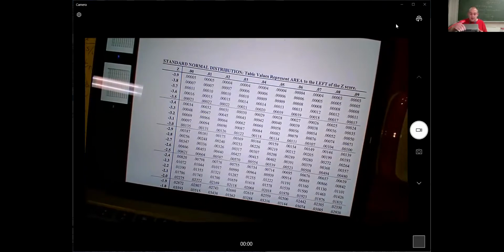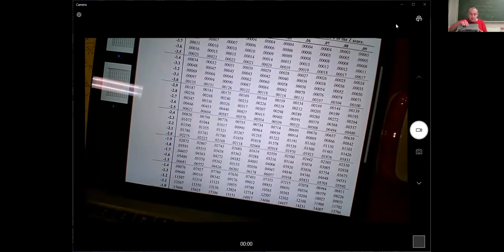So here's minus 1.3 here. 1.30, 1.31, 1.32, 1.34, 1.35, 1.36, 1.37, 1.38. There, 0.08379.